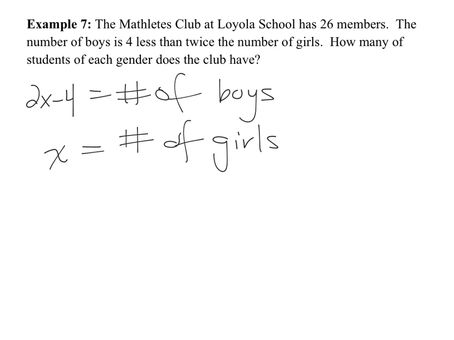Now, I also know that there's 26 members. 26 members. So make a statement from that. Give me an equation I could use to represent that fact. What statement can I make to represent that fact? Jeffrey? 3x minus 4 is equal to 26. Good. So the sum of these two quantities is equal to 26.